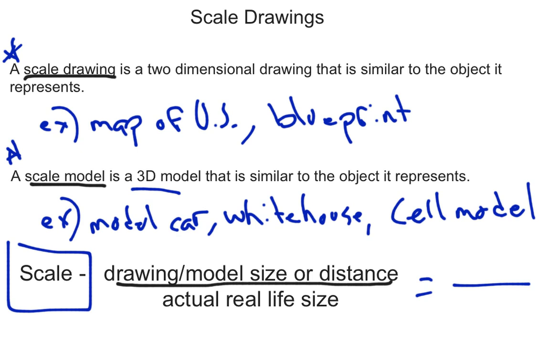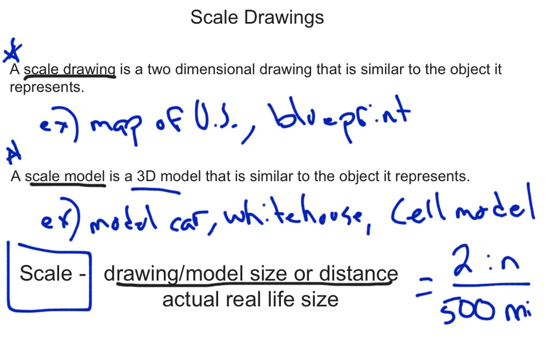The numerator is not the real life thing. It's either the drawing size or the model size, or the drawing distance, like the distance on a map from Neenah to Washington, D.C. That's always going to be the numerator. The denominator is always going to be the actual real life size or the real life distance. So let's say we were talking about a map and we said that 2 inches on a map represents 500 miles in real life. That would be an example of what the scale is.